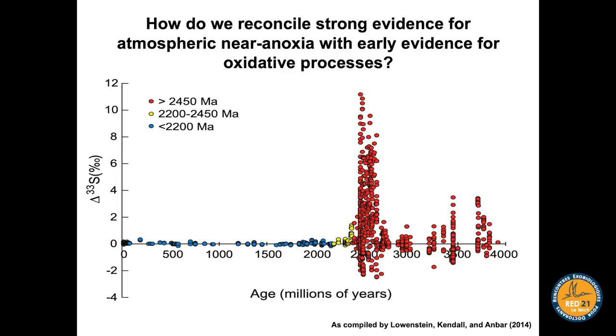Now we've already alluded to a conundrum here, where we have an anoxic atmosphere and potentially signs of production of trace amounts of oxygen on the early Earth. How do we reconcile this evidence for an anoxic atmosphere, but there are some tantalizing traces of free oxygen prior to 2.5 billion years ago? Well, one possibility is that we may have had what we call oxygen oases.